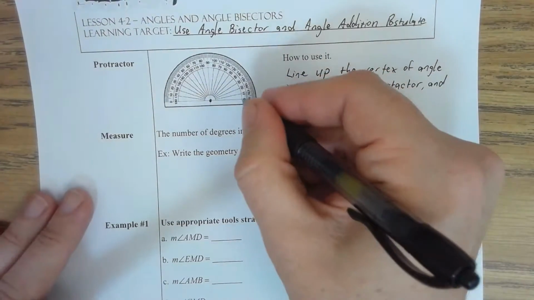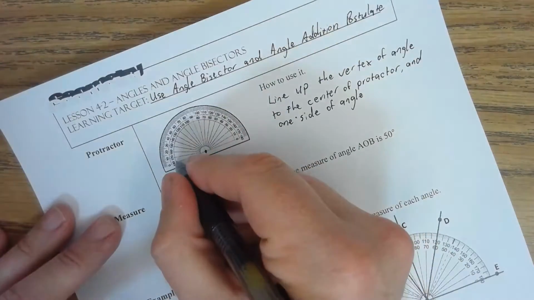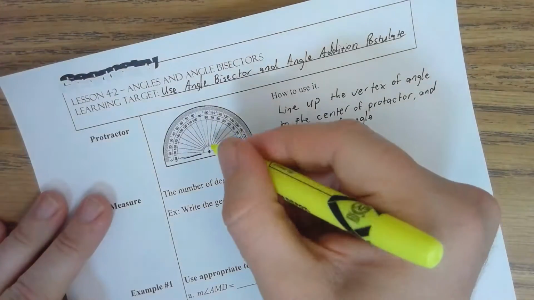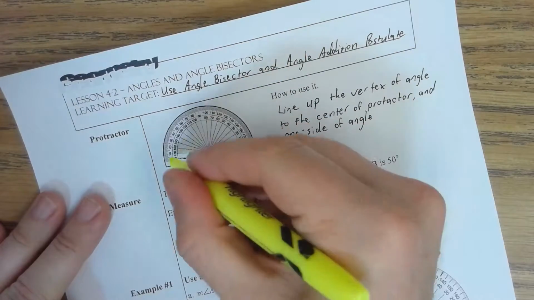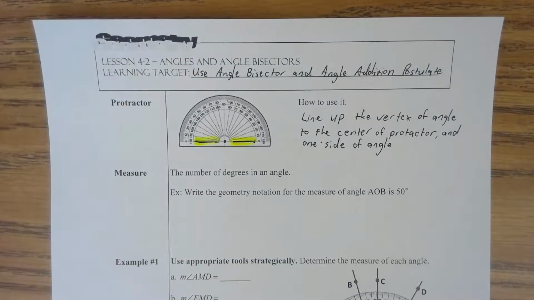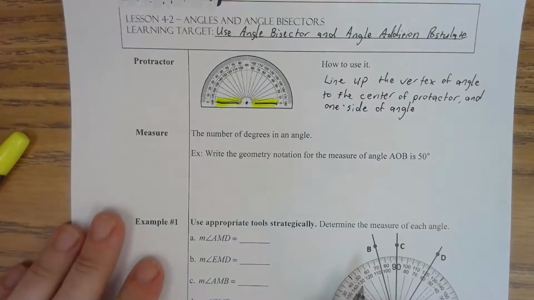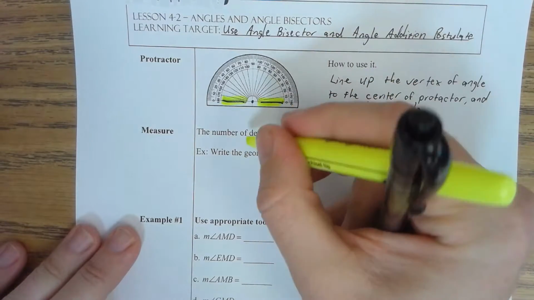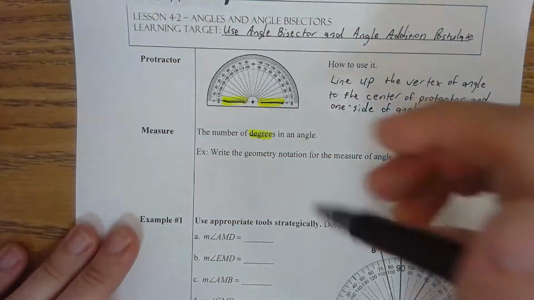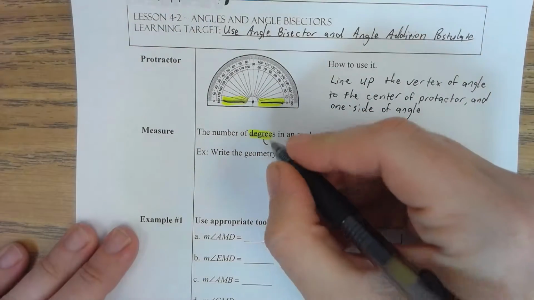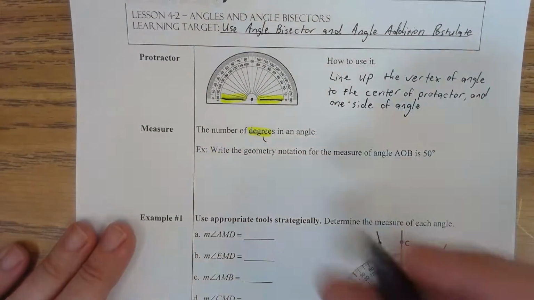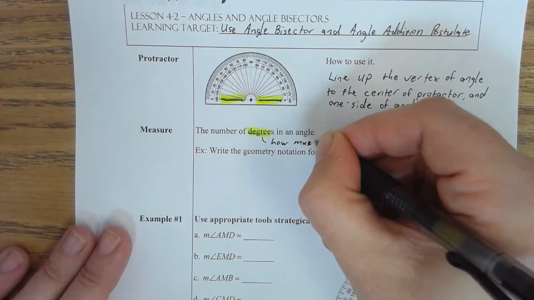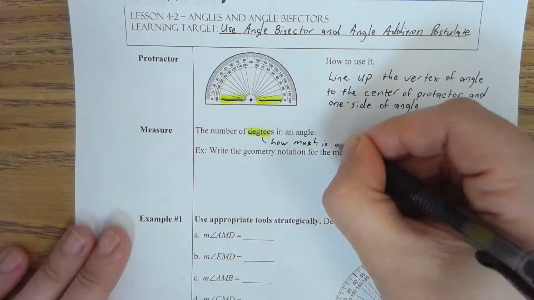Now I have two zeros on here. I have one over here and I have one over here. So I'm going to put my line either facing the left one or the right one. Now what this is going to do is measure the degrees of your angle. Degrees is just another way of saying how open your angle is. Is it really open? How much is your angle open?